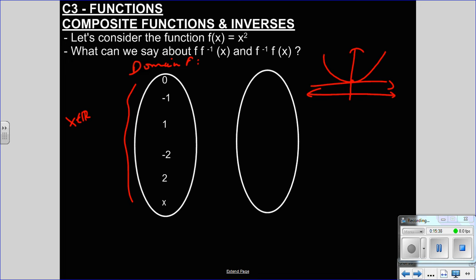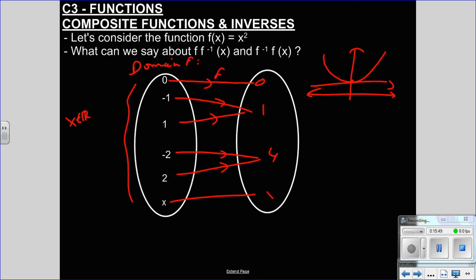When we square them, what do we get? Well, 0 goes to 0 when f happens to them. Minus 1 and 1 go to 1. We've seen this before. To 4. And x goes to x squared, right? And so would minus x. So, f of x equals x squared. There we go. We have a many to one function, don't we?